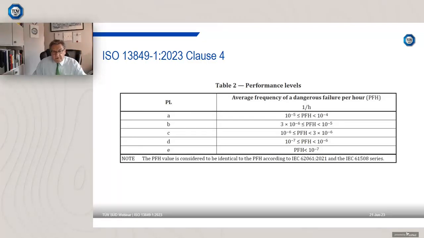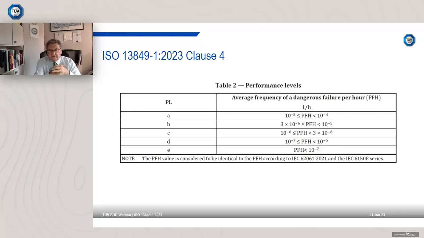In clause 4, it also gives us the correctly defined PFH of an average frequency of a dangerous failure per hour.